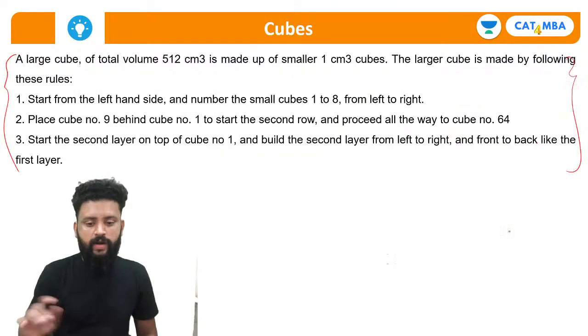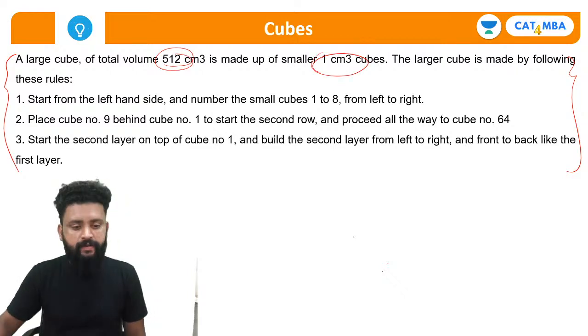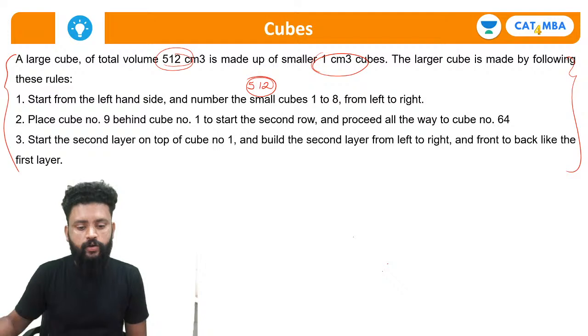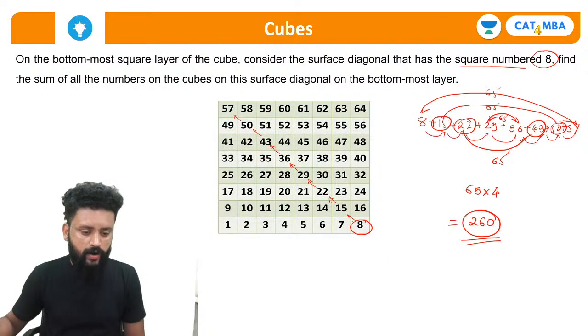I'll just show you the information once more. What was given to us: 512 cubes of 1 centimeter. So you can simply say there are 512 cubes. They were placed in layers, 1, 2, 3, 4. So this is just the bottom layer.